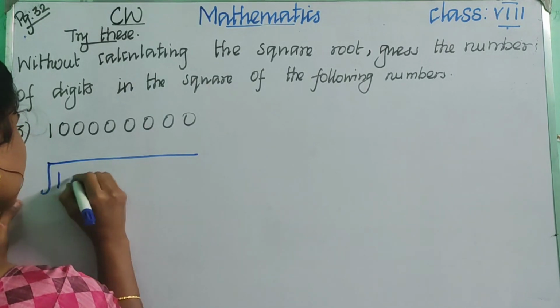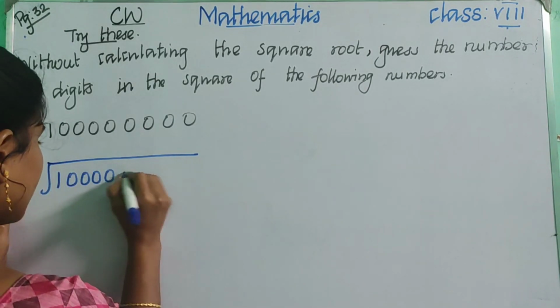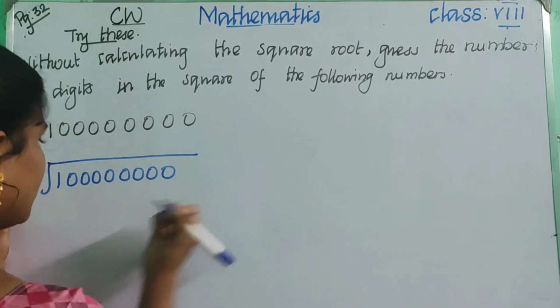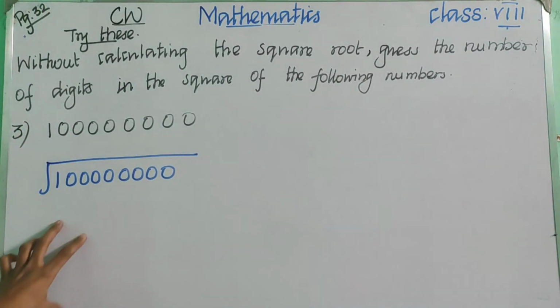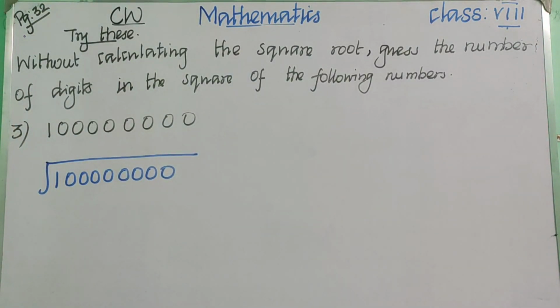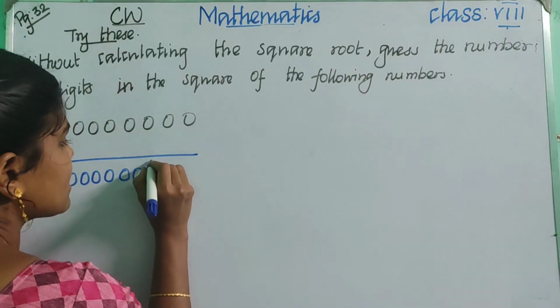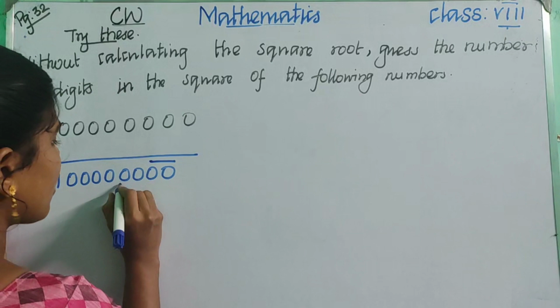Okay, children, I have just written this number inside the square root. So we need to find the number of digits, right? So we are going to put the bars from right to left, counting two digits. Okay, children. Now here we are having 2 digits, so just put 1 bar and just count 2 digits.